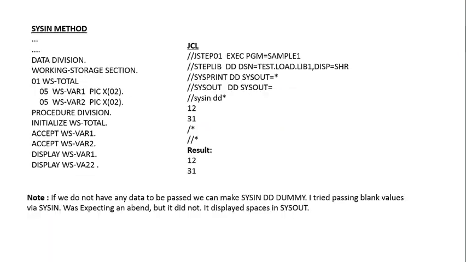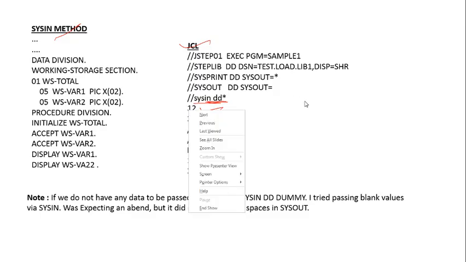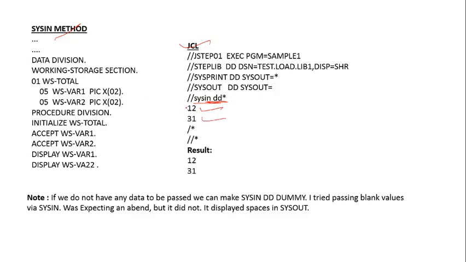And using the SYSIN method, how we do it: like I have one JCL, and there is SYSIN DD star. So we give 12, then 31, and we need to pass this into our COBOL program. So this will come into the first variable and this will come into the second variable. So we are displaying that, and its result will be 12 and its result will be 31.